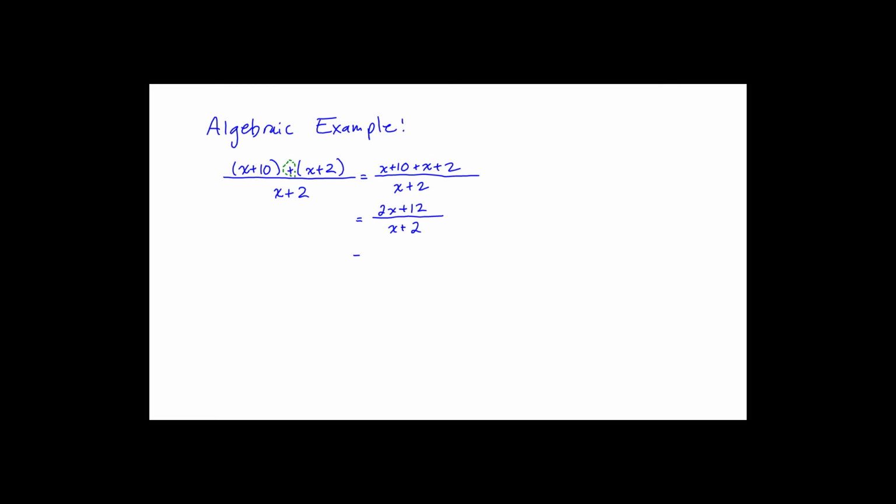And so at this point, the most that I can do with that numerator is to factor out a constant 2. So I'd have 2 times the expression x plus 6, and that's divided by x plus 2. And there's nothing here that will cancel. I don't have any factors in that numerator that are the same as factors in my denominator. So it's fully simplified.